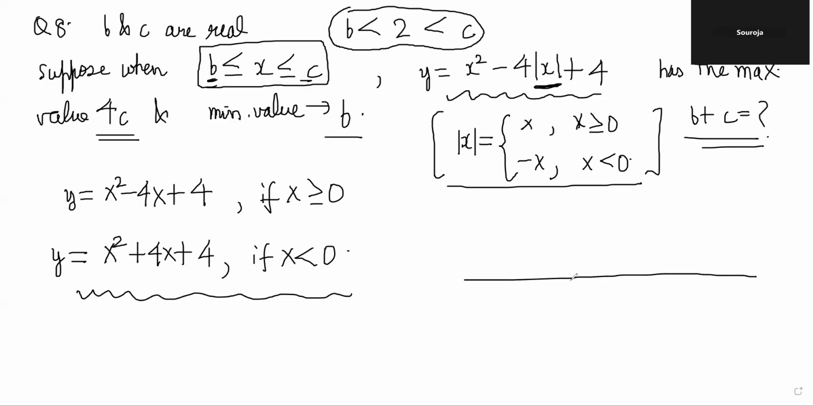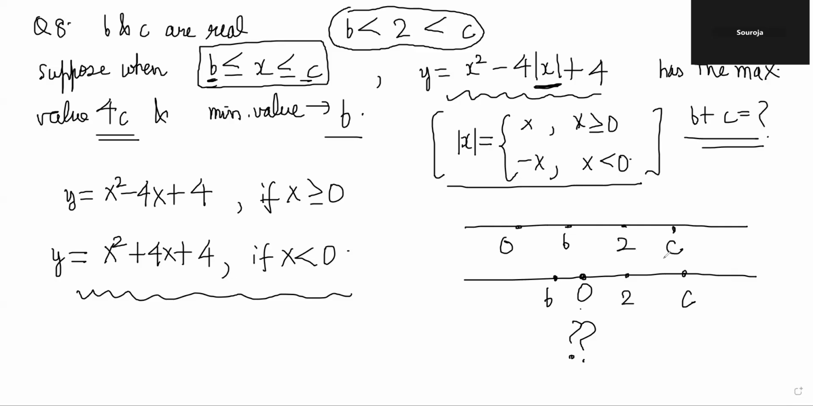If you think of the number line, we know that 2 is here and b is here and c is here, but we don't know whether it is negative or positive, right? 0 could be here. It could be like this, or it could be another case, where 0 is here and b is here and 2 is here and c is here, right?